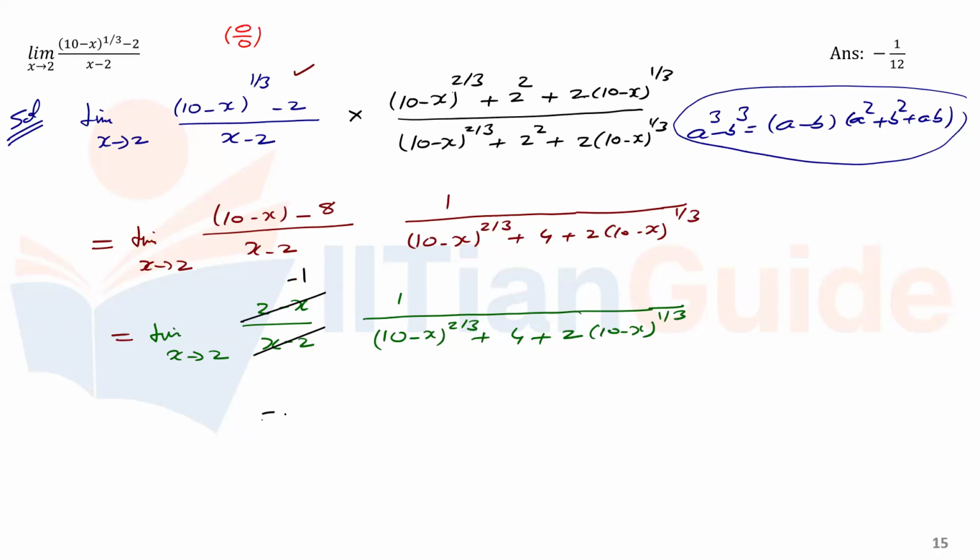So I can put x to be 2. So minus 1 divided by: if I put x to be 2, 10 minus 2, that is 8, 8 power 2 by 3, that is 4. After that 2 times, if I put x to be 2, 10 minus 2, that is 8, 8 power 1 by 3 is 2. Basically 4 plus 4 plus 4, 12. Minus 1 by 12 is my answer. Yes. Is it clear to everybody? Please reply. Yes, sir. Suchita, Gopi, Gauri.